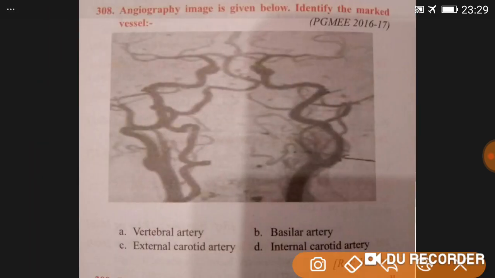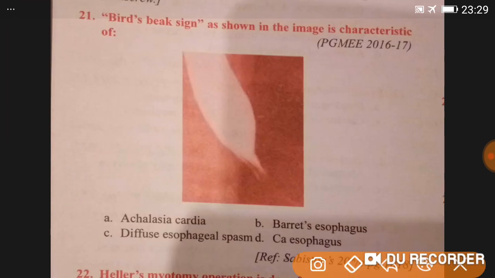Angiography in the image shown below, the marked vessel here is the internal carotid artery. Beak sign is a sign of achalasia cardia. Asked so many times repeatedly. Image shown below indicates colonic obstruction.